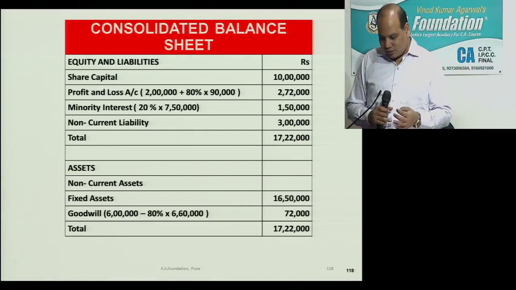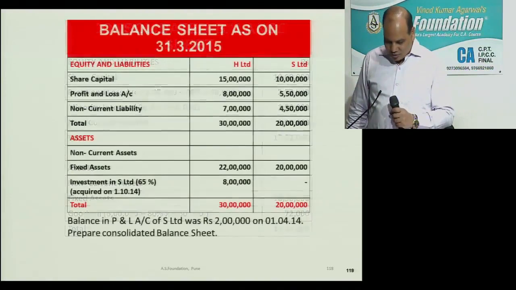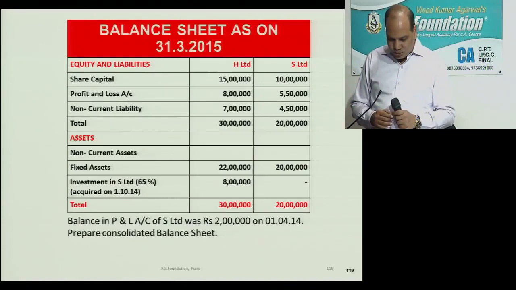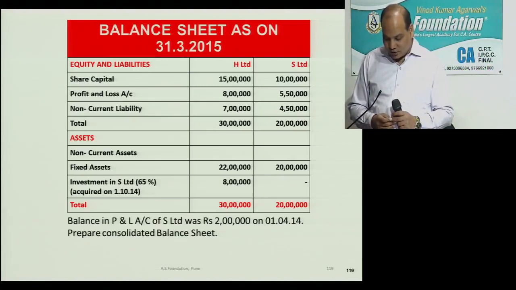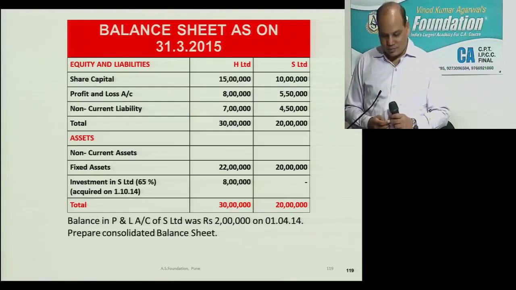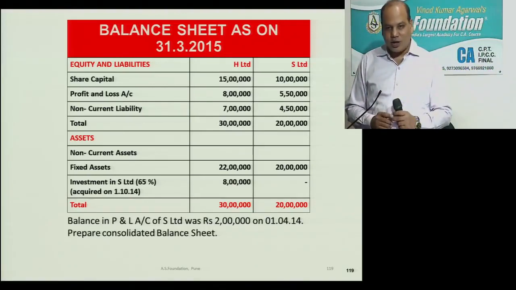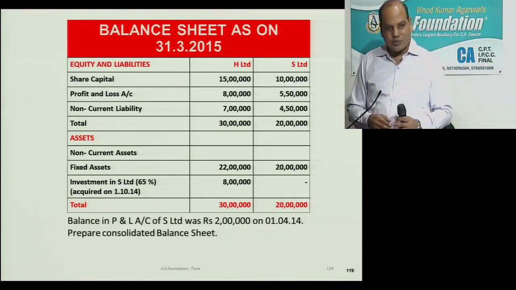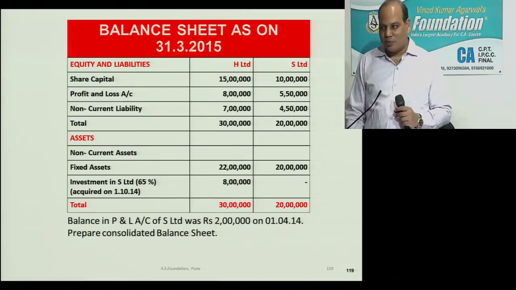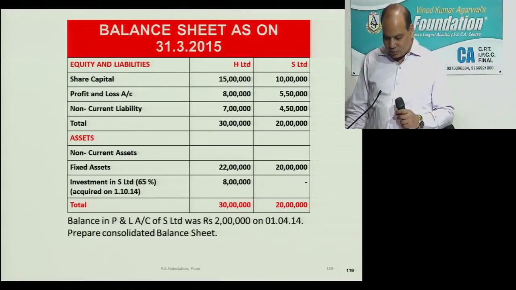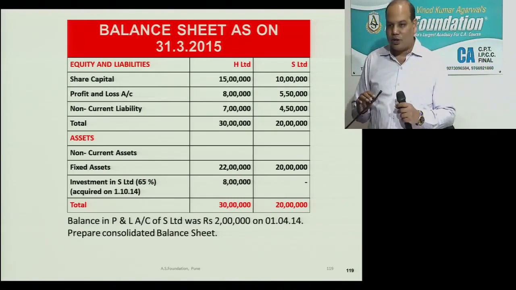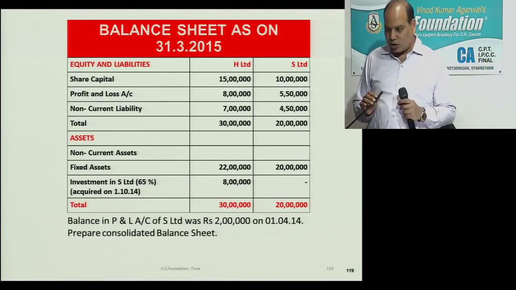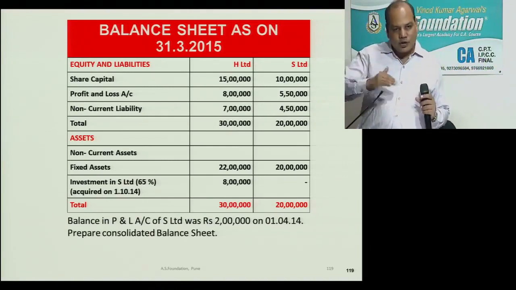Now one more little advanced version. Share capital, P&L account, non-current liability, total asset, non-current asset, fixed asset, investment in S Limited 65%, acquired on 1/10/14, underline 14. And what is the date of balance sheet at the top? So there is a problem. Current year 6-month profit will be pre, 6 month will be post. Okay, keep that in mind. Balance in the P&L account on 1/4/14, again underline 1/4/14, is 2 lakh. That means opening balance of this year is 2 lakh.